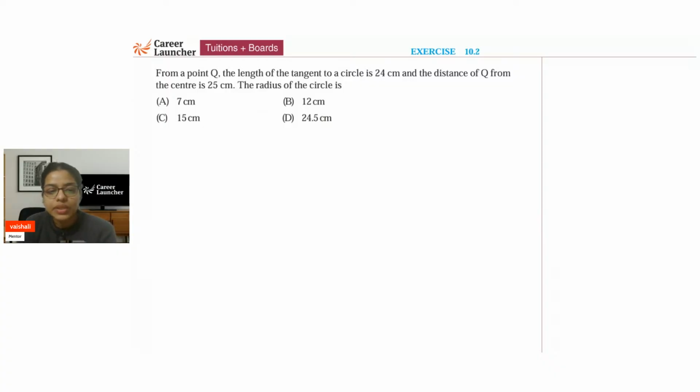Now this is the next question. This is from exercise 10.2. From a point Q, the length of the tangent is 24 centimeter and the distance of Q from the center is 25. So what is the radius? So think quickly. In the case of circles, the major issue is that you have to draw a diagram associated to the question.